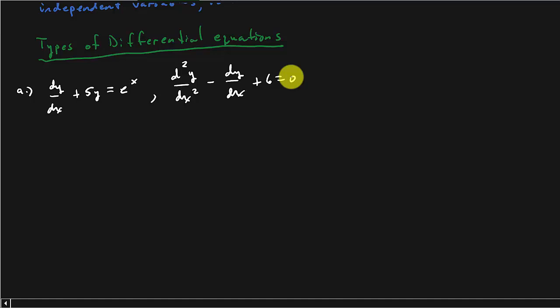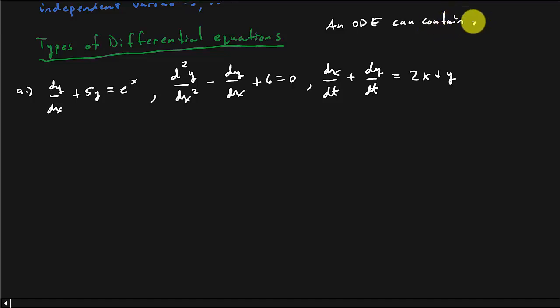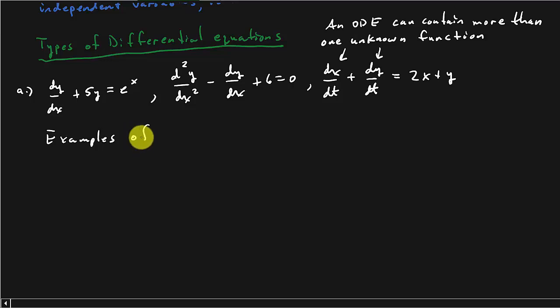There's another differential equation. All right, and then we might have something like this: dx dt plus dy dt equals 2x plus y. There's one. All right, and now this right here, this ODE, that's an abbreviation for ordinary differential equation. It can contain more than one unknown function. You can see there. All right, and these are examples of ordinary differential equations.